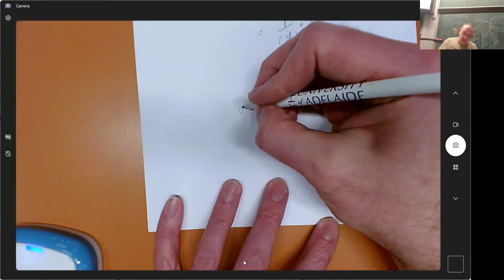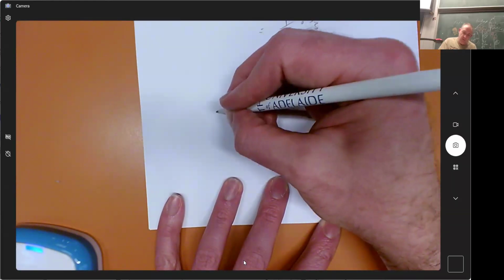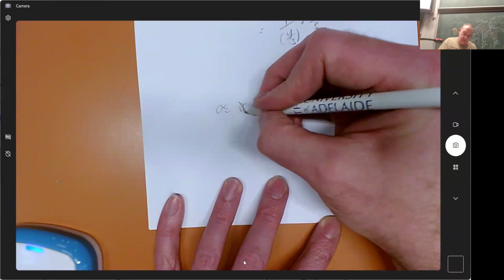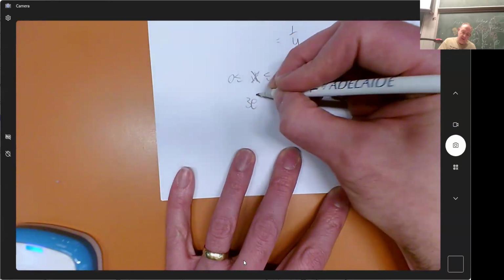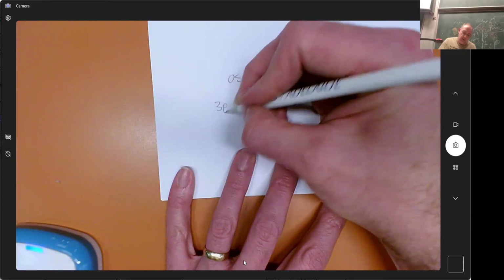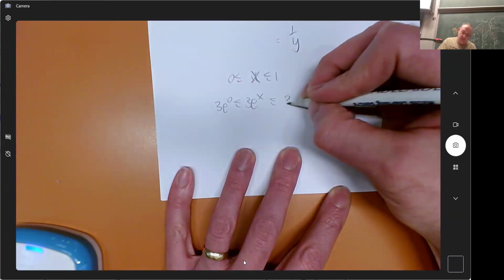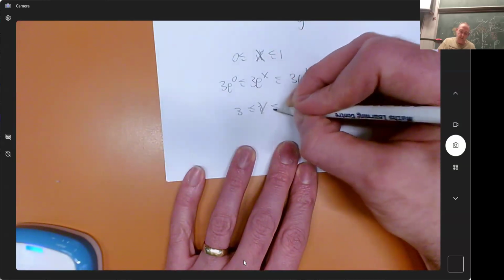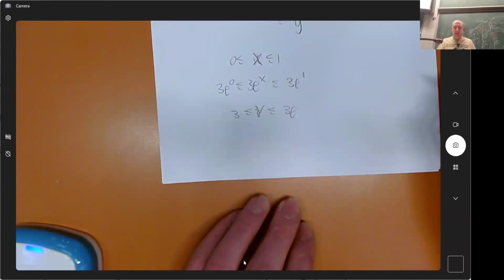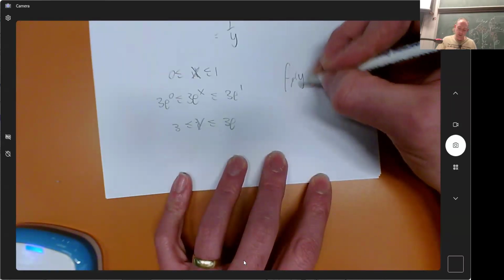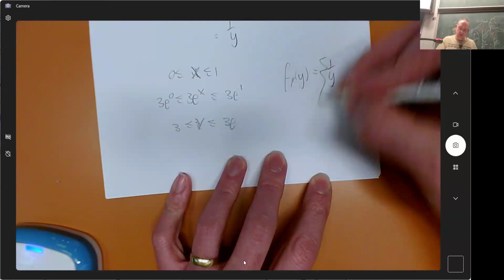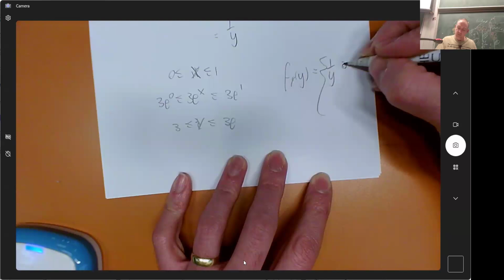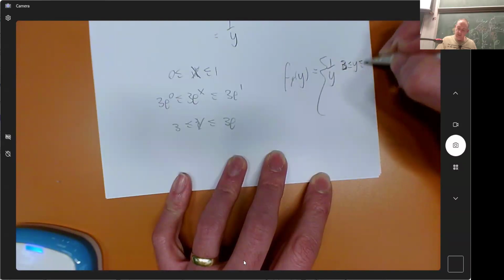So just going back here. If x is between 0 and 1, then 3e^x is between 3e^0 and 3e^1. So that's between 3 and 3e. And so my f_Y(y) is 1 on y when y is between 3 and 3e, and 0 otherwise.